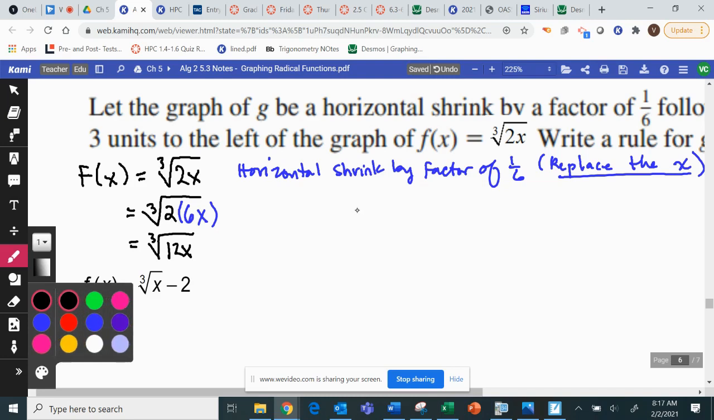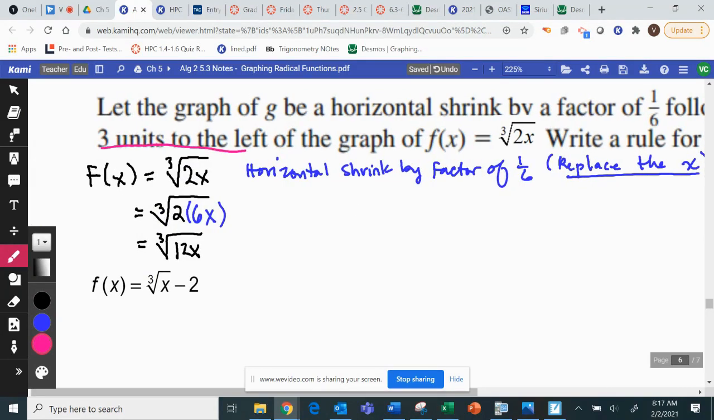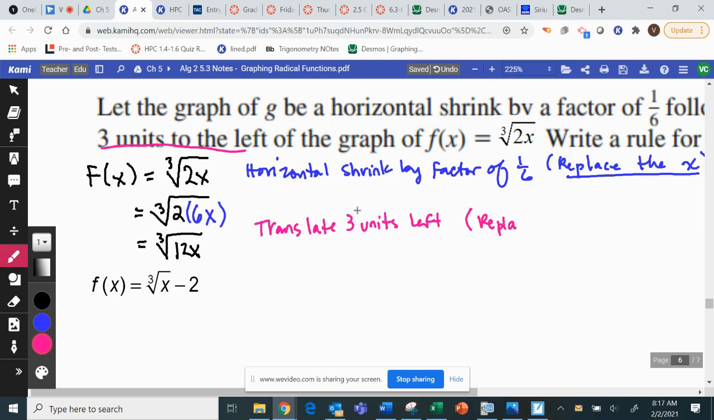Then there's a second part. It says followed by a translation 3 units to the left. Translate 3 units left. So we're going to replace the x because it's horizontal. Because it's horizontal, we're going to replace the x.